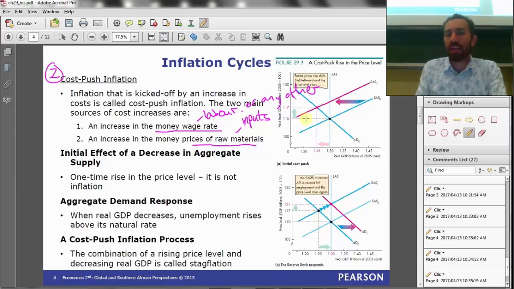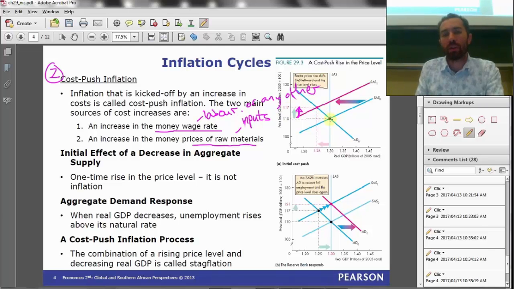What does that mean? It means at any given price level we will be supplying less, or alternatively, to supply the same quantity we will need a higher price as the producer. If our costs of producing are increasing, it means to sell the quantity we were previously producing, we would require a higher price. So our short-run aggregate supply curve is shifting to the left. What happens with that increase in the price level? So that increase in costs leads to an increase in price level.